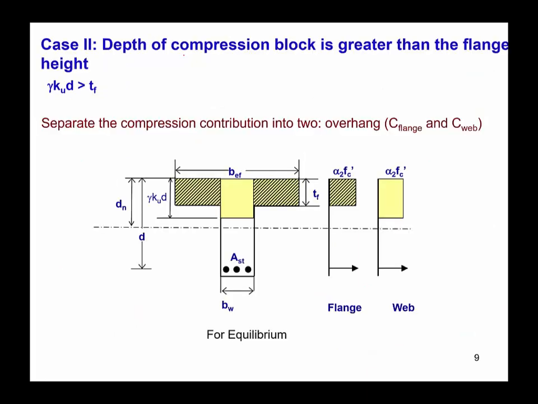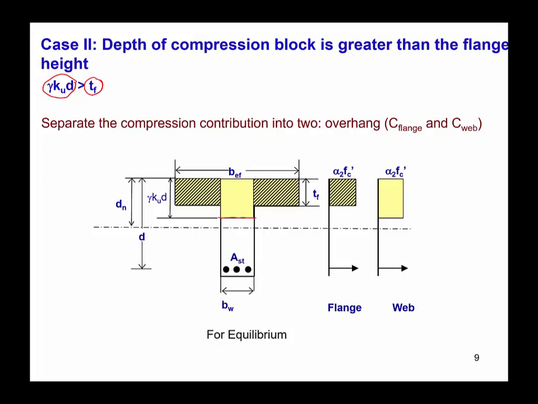This is the case when the depth of the equivalent stress block falls within the depth of the slab. Now the second case scenario is when the depth of the compression block is greater than the depth of the flange height, that means the slab depth. As you can see here, the equivalent stress block goes beyond the depth of the slab, and it is greater than tf. That is, gamma ku d is greater than tf.